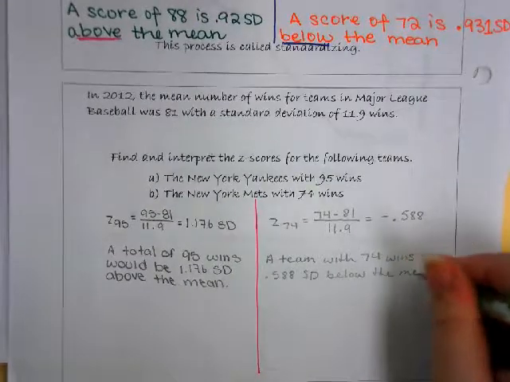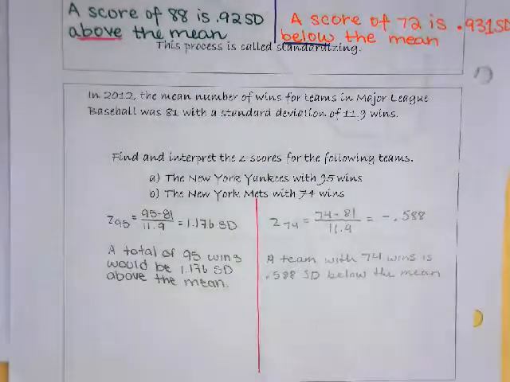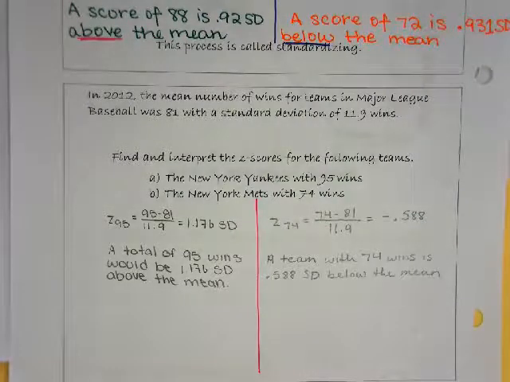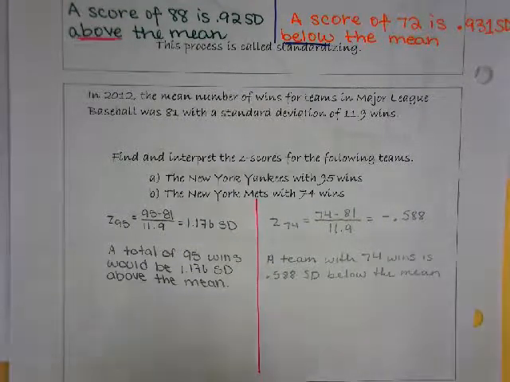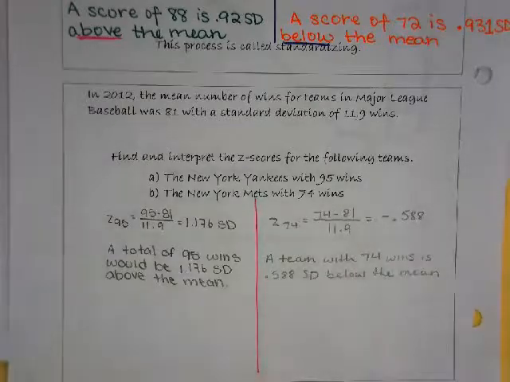Thanks, Hannah. So again, same thing on this one. Most of you got the Z-score, no problem. Your interpretation is where you had issues. You had that whole score of 74. So notice that Michelle and Hannah both interpreted it differently, but both are correct.